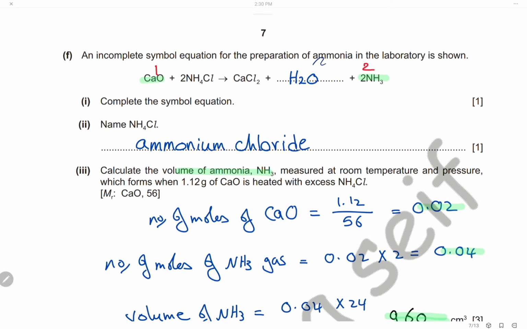An incomplete equation for the preparation of ammonia in the laboratory is shown. Calcium oxide reacts with ammonium chloride to form calcium chloride, ammonia, and a third product, which will be water. So we will add water to complete the equation. Name this salt. The salt is ammonium chloride. Calculate the volume of ammonia measured at room temperature and pressure, which formed when 1.12 gram of calcium oxide is heated with an excess of ammonium chloride.